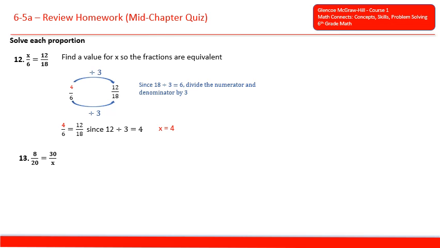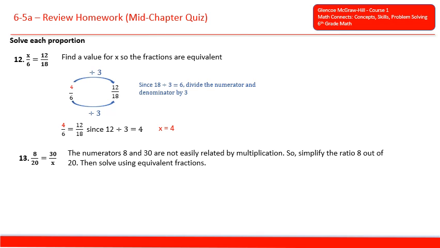Number 13, 8 over 20 equals 30 over x. So we have a problem here, and that is the numerators 8 and 30 are not easily related by multiplication, and all that means is I can't multiply 8 times a whole number to get 30. So we're going to have to do this in 2 steps so that we can determine what the value of x is.